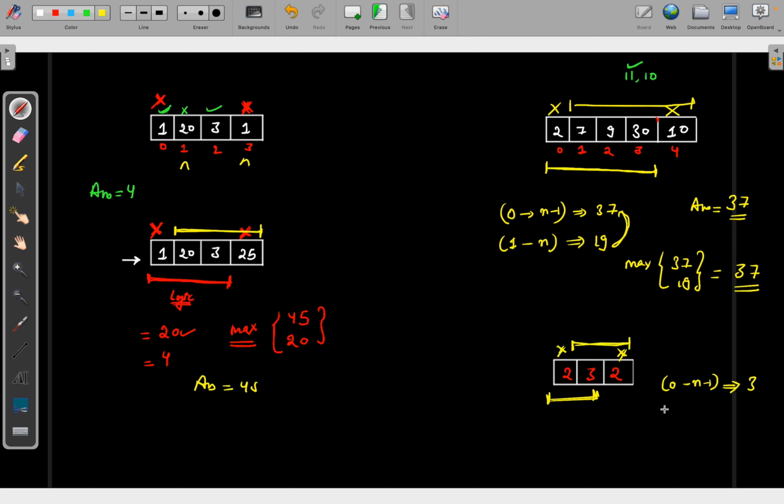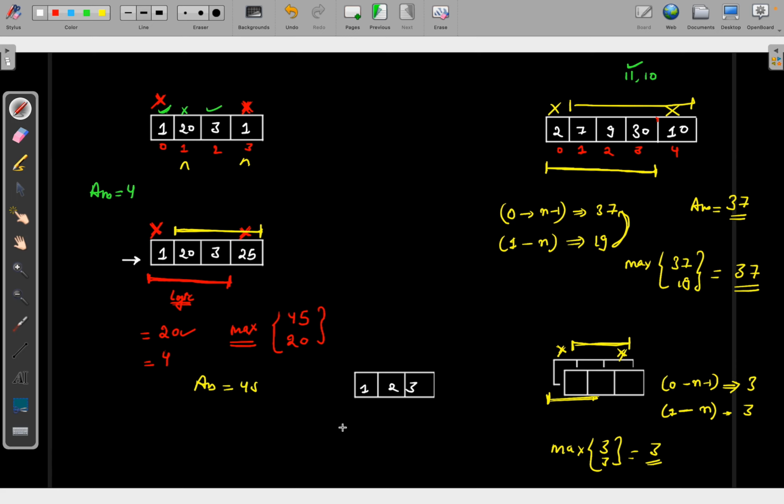we have 1, 2, 3, right? Here, what will be the answer? If I take the maximum robbery, I can't take 3 and 1. If I'm going with 2, I only get 2. So the answer will be 3 here, right? If I rob only one house, let's see, will I get the answer with my logic?